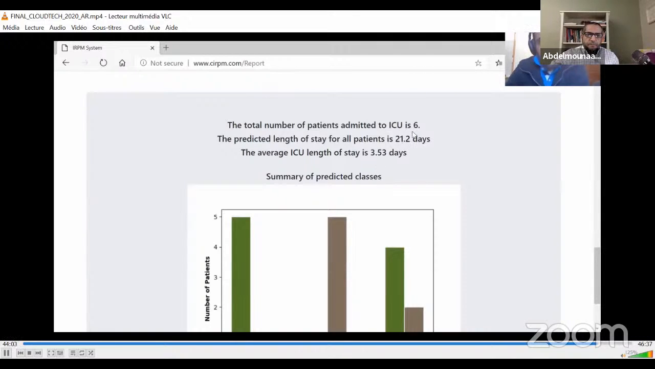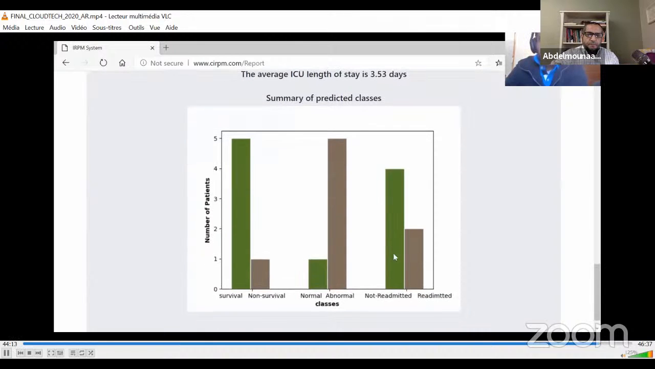If the capacity of this ICU is 6 beds, it will on average be busy for the next 3.5 days. And here they summarize how many patients were predicted to survive or not survive, be abnormal or normal, and who is predicted to be readmitted or not.